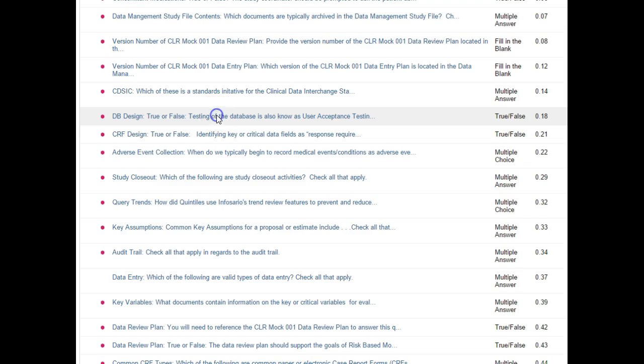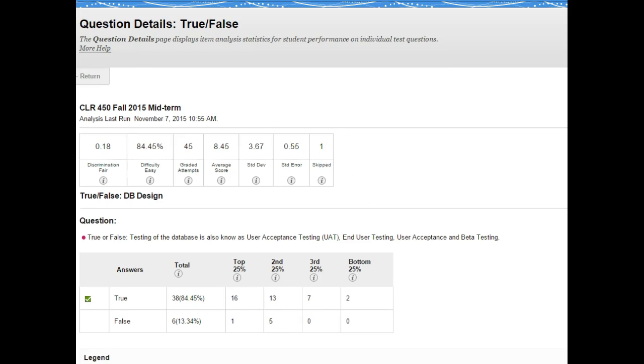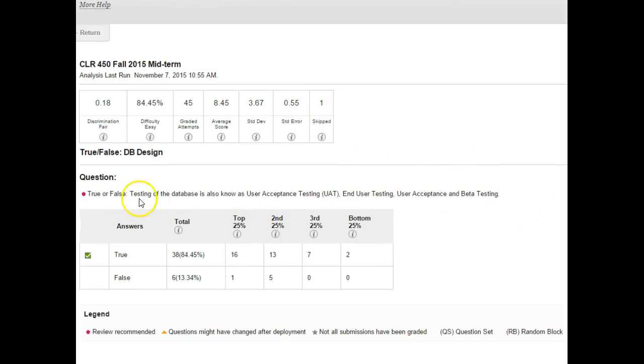Okay, so database design. The question was, testing of the database is also known as user acceptance testing, end-user testing, user acceptance, and beta testing. And the correct answer was true, but a few of you did have it as false.